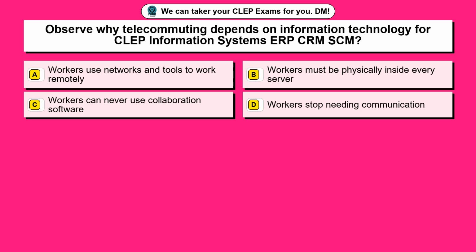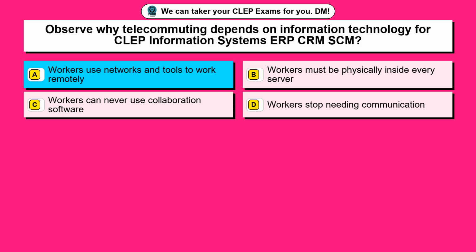Question 99. Observe why telecommuting depends on information technology for CLEP Information Systems ERP CRM SCM. Option A. Workers use networks and tools to work remotely. Option B. Workers must be physically inside every server. Option C. Workers can never use collaboration software. Option D. Workers stop needing communication.